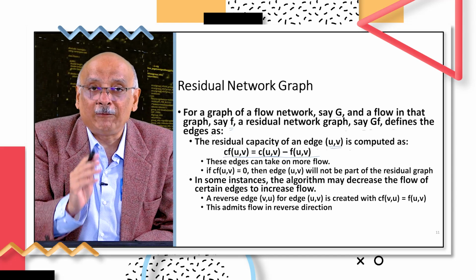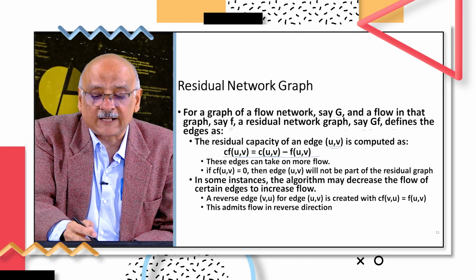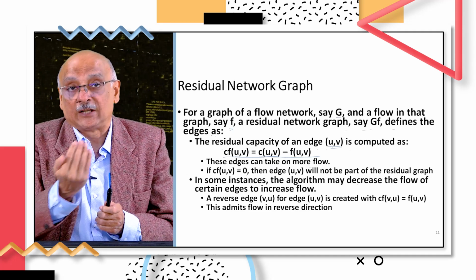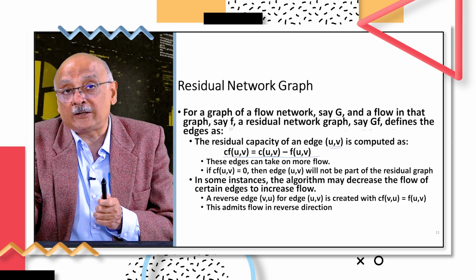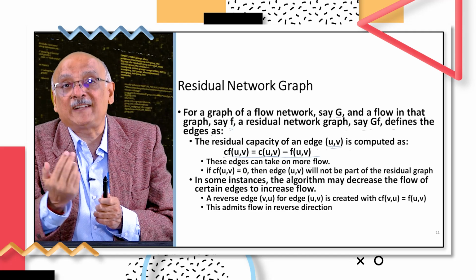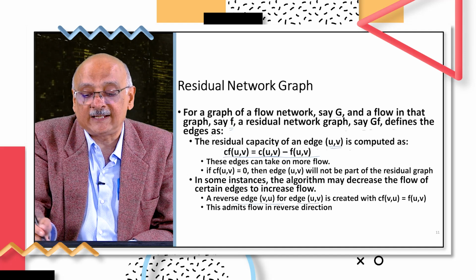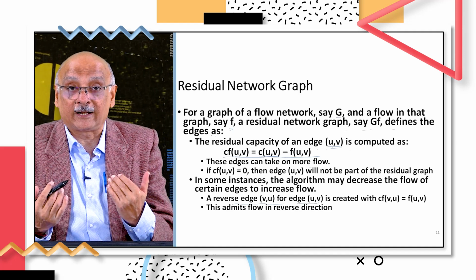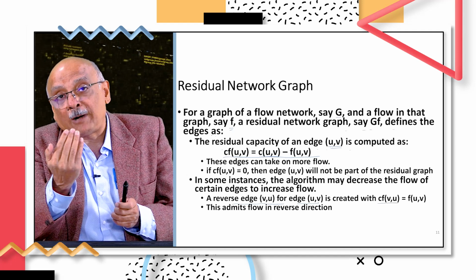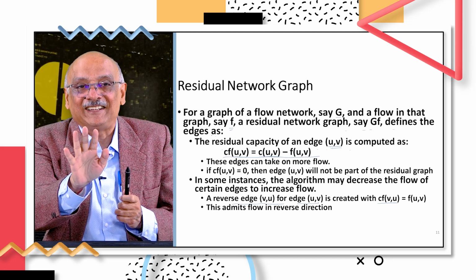However, when you are using the Ford-Fulkerson algorithm, for some instances the algorithm may like to decrease the flow of certain edges. So whatever was the flow of certain edges, you would like to decrease it. Now that will be possible if you design a reverse edge. So a reverse edge vu for an edge uv is created in this particular algorithm, and the weight given to it is the amount of flow which is going through that particular edge. That many reverse edges you can create.